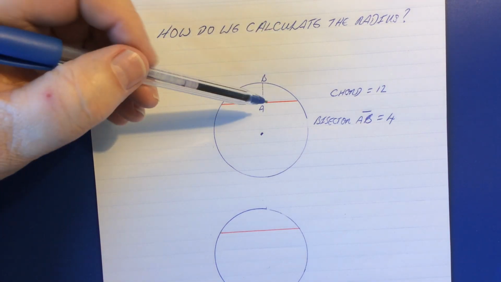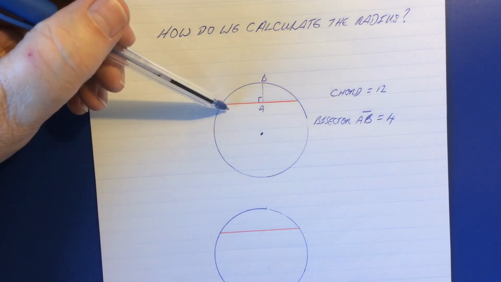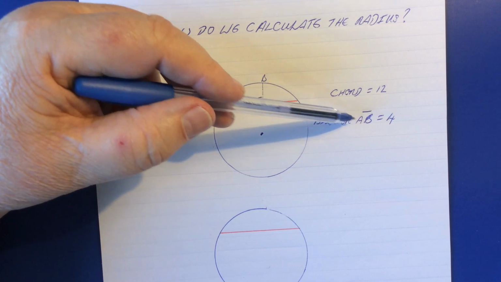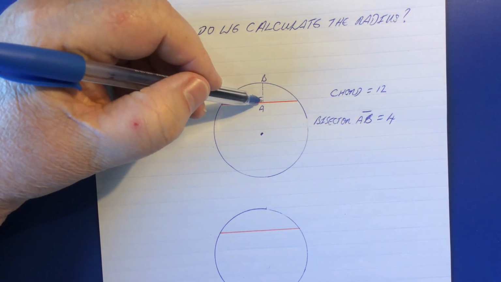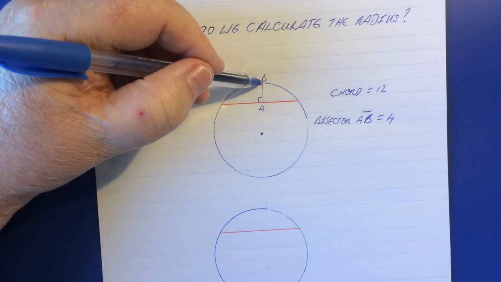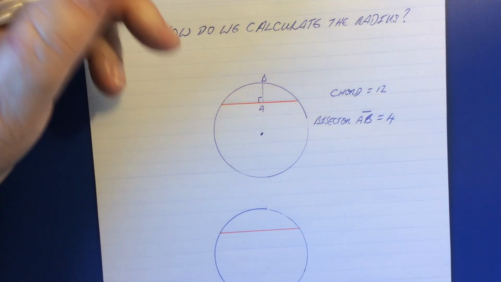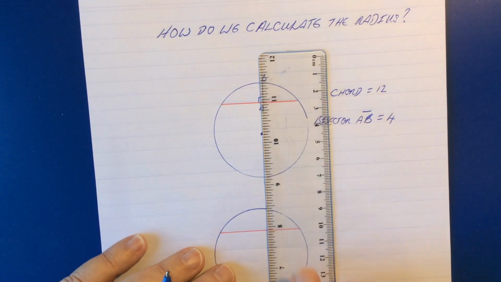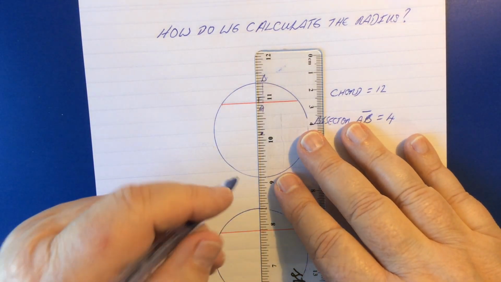We have a bisector of a chord which measures 12, and this bisector, which is perpendicular to the chord, has a length of 4. So let's put that information into the circle below this and go to work.